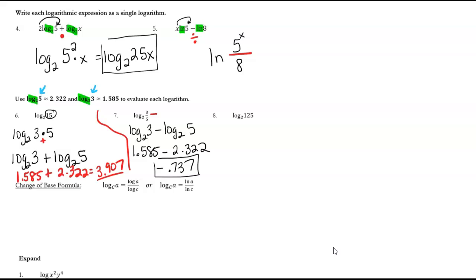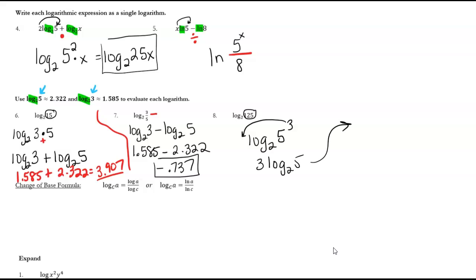Okay, for this one, again, you have to think, how can I use a 5 and 3 to get 125? Well, a 5 and 3 to get 125 is log base 2 of 5 to the third. And so the 3 is an exponent, so it comes in front. So it's going to be 3 times the log base 2 of 5.